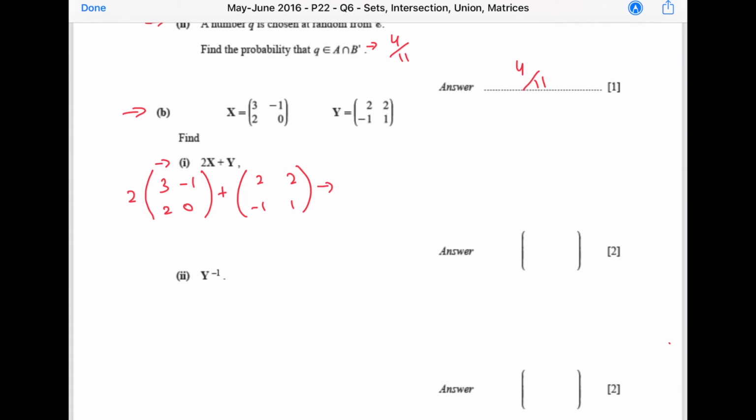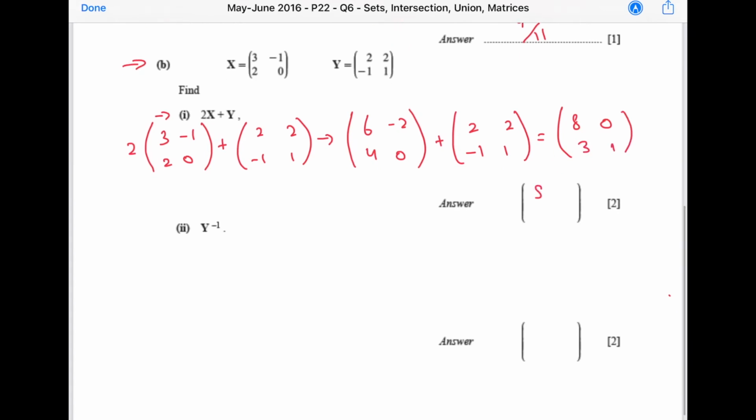So let's see what we get. We do 2 times 3, we get 6. 2 times negative 1 is negative 2. 2 times 2 is 4. 2 times 0 is 0. Plus 2, 2, negative 1 and 1. The final answer that we get is 6 plus 2 is 8. Negative 2 plus 2 is 0. 4 minus, sorry, what is this? 4 minus 1 is 3. And 0 plus 1 is 1. So your answer is 8, 0, 3 and 1.